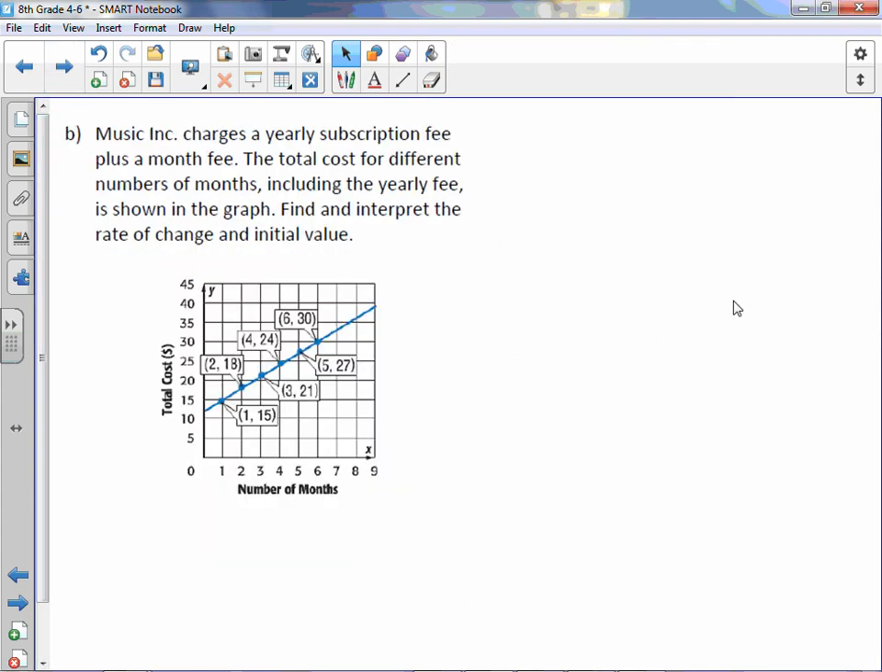Letter B. Music Inc. charges a yearly subscription fee plus a monthly fee. The total cost for different numbers of months, including the yearly fee, is shown in the graph. Find and interpret the rate of change and the initial value. Again, we need to find the slope first, which is our rate of change.